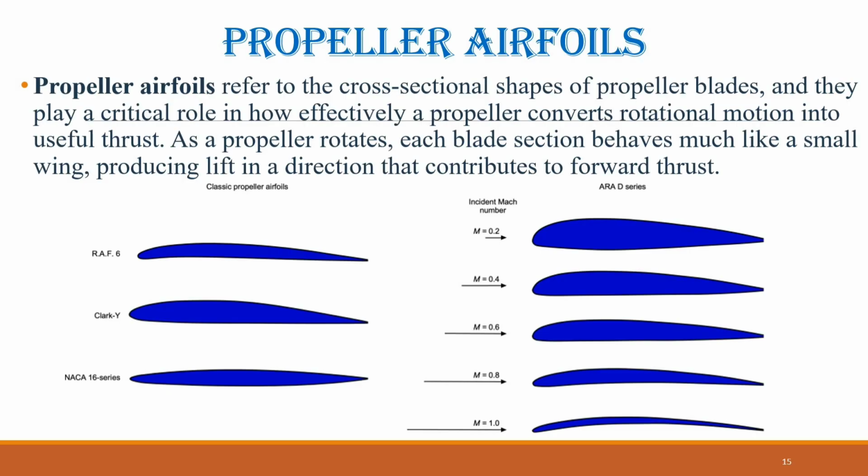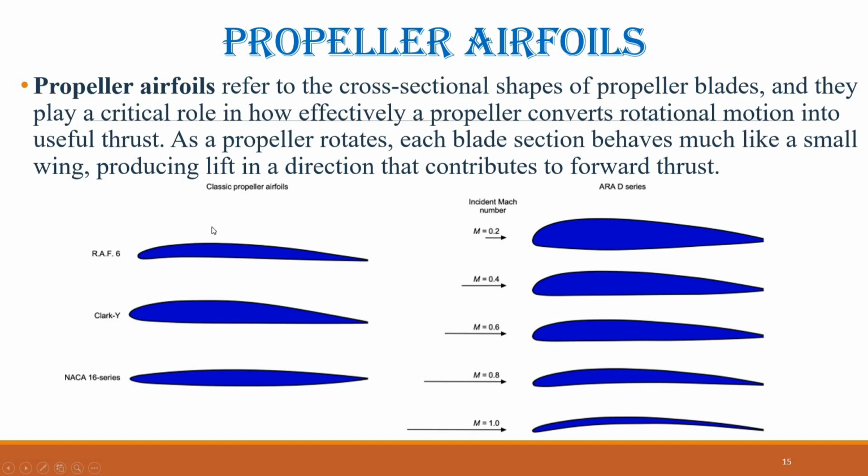Historically, propeller airfoils were strongly influenced by manufacturing constraints, particularly for metal propellers. One of the most widely used airfoils was the flat-bottom Clark Y series, which features a nearly flat lower surface. This geometry simplified manufacturing while still providing acceptable aerodynamic performance. Another airfoil that saw use in propeller design was the RAF-6 airfoil, often with a gradual reduction in thickness toward the blade tip.